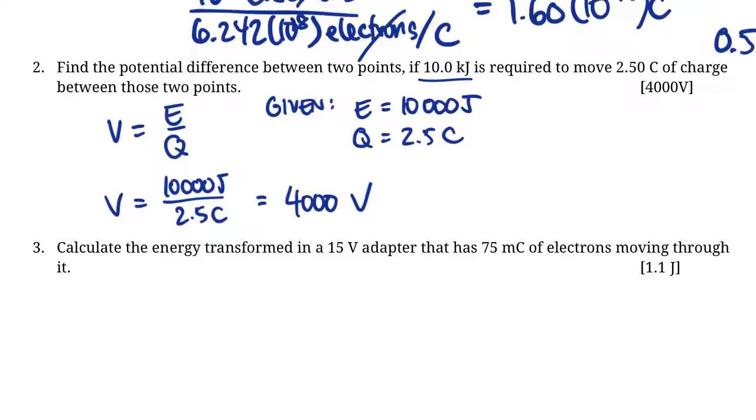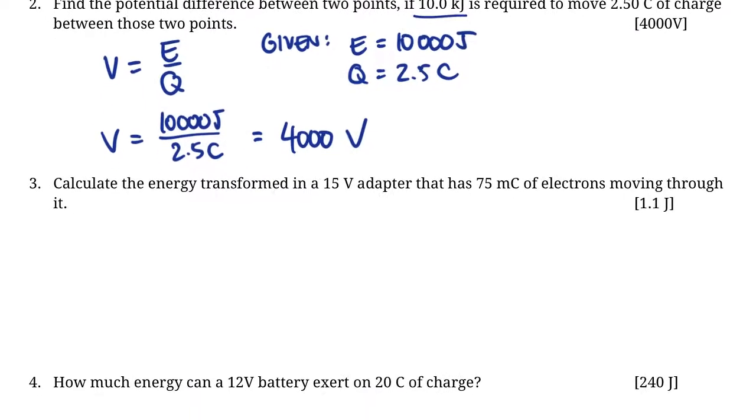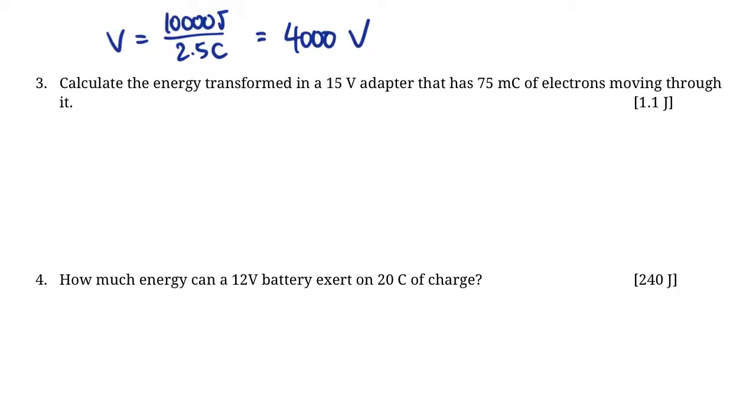Moving on to the next question. Calculate the energy transformed in a 15-volt adapter that has 75 mC of electrons flowing through it. First of all, we know we have energy here. We know we have electric potential. We know we have coulombs. Well, do we have coulombs?